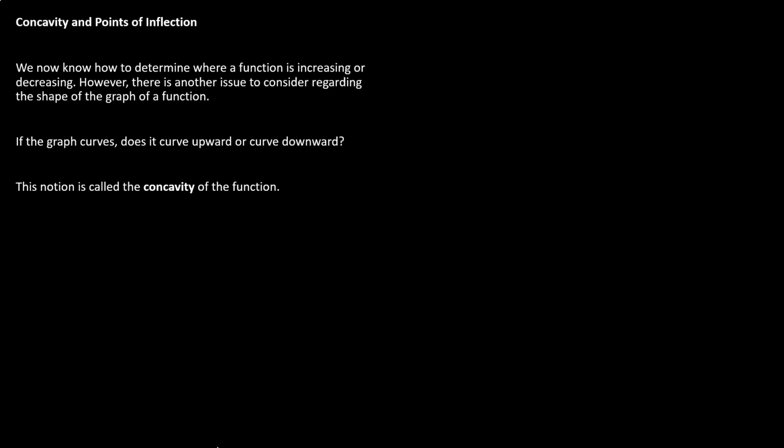Continuing section 4.5, we'll now talk about concavity and points of inflection. We can use the mean value theorem to determine where a function is increasing or decreasing, but there's another issue to consider regarding the shape of a graph for a function. If the graph curves, is it curving upward or is it curving downward? So if you can imagine a curve going upward or a curve going downward. This idea is called concavity.